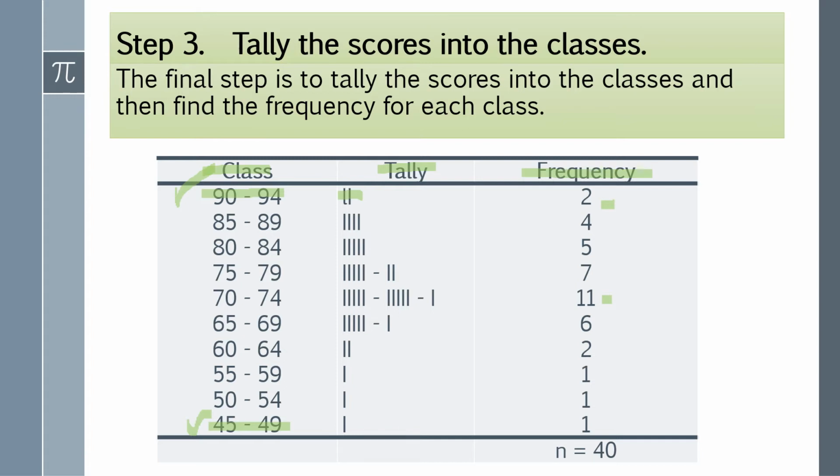If you're going to get the sum or the total of the frequency, this will give you the total number of students included in this study, okay, which is 40. 40 students in the biostatistics class.